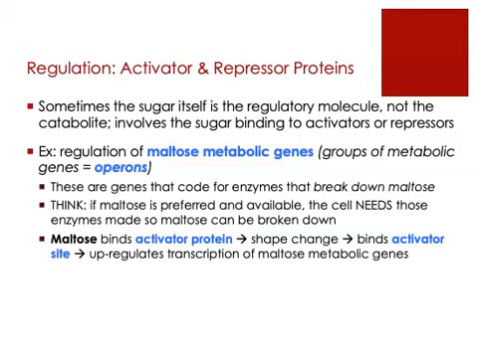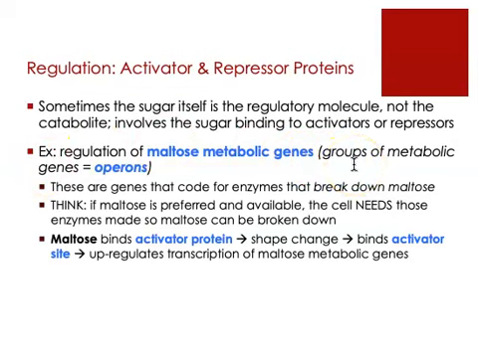For example, there is a type of carbohydrate in microbial cells called maltose. We know it's a carbohydrate, remember, because it says OSE at the end of the name. So it turns out that there is a maltose operon. It is a gene, it's one gene that codes for several proteins. And those several proteins are enzymes. And those enzymes are what is needed by the cell to metabolize maltose, to break down the maltose sugar.